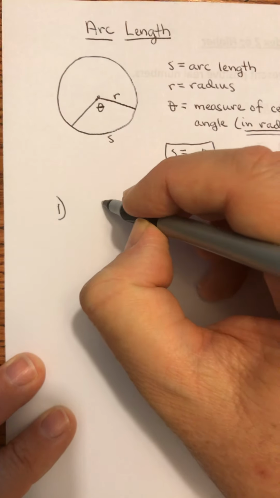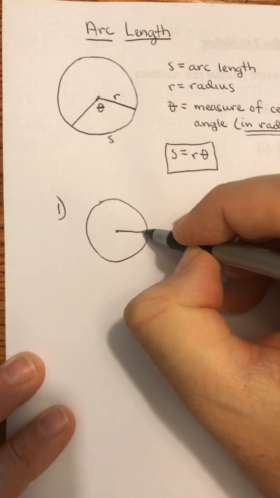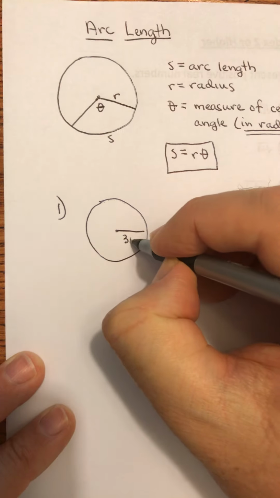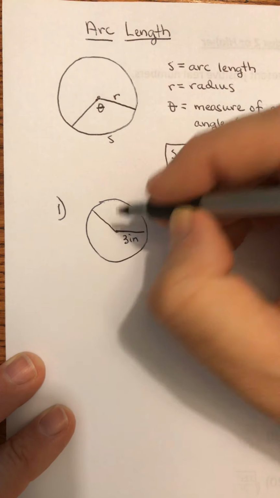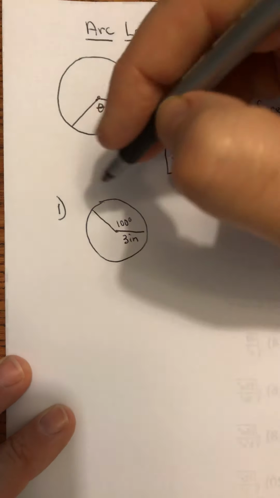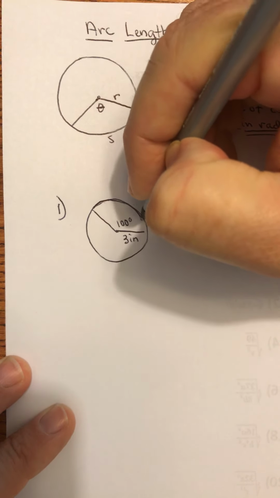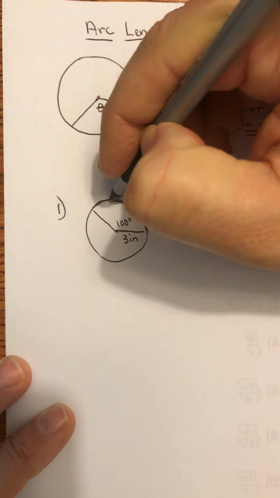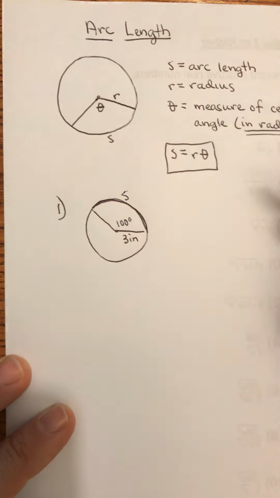Here we have a circle with a radius of 3 inches and a central angle, theta, of 100 degrees. Okay, so what is the length of this arc?